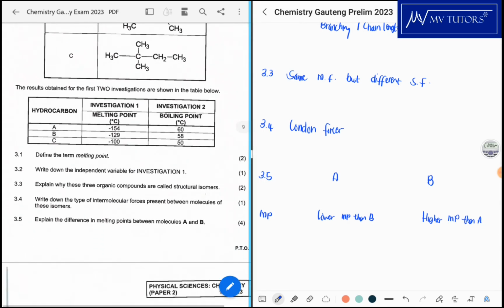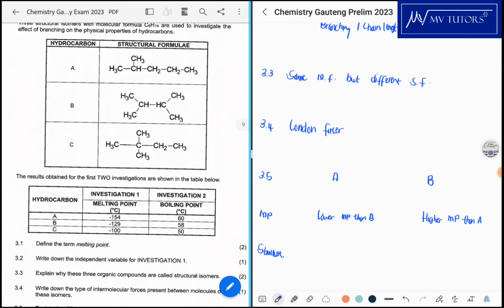It's showing something different. So that's what we are seeing, first of all, with the melting points, that A has a lower melting point than B, all right? And B has a higher melting point than A. Now let's talk about the structure. Okay. So the structure for A is less branched.